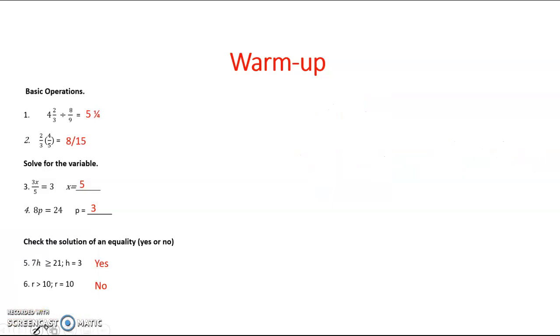All right, so number 2. 2/3 times 4/5. Nothing I can really cross cancel, so I'm going to just go ahead and multiply. To multiply fractions, I'll multiply the numerator times the numerator and the denominator times the denominator. So I get 8/15, and that is already simplified.